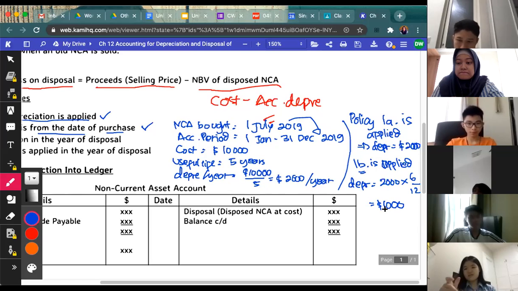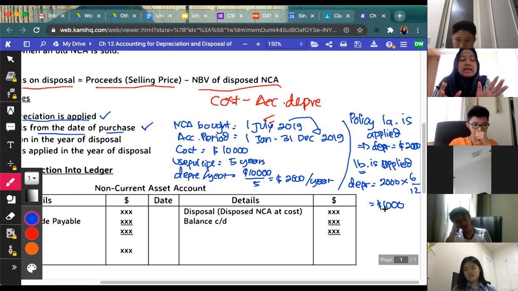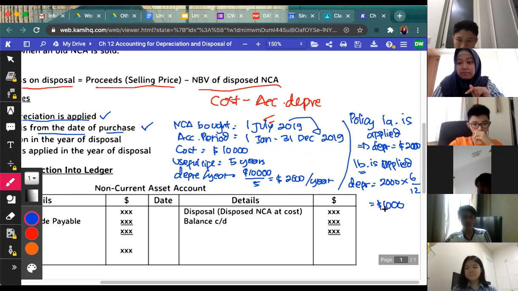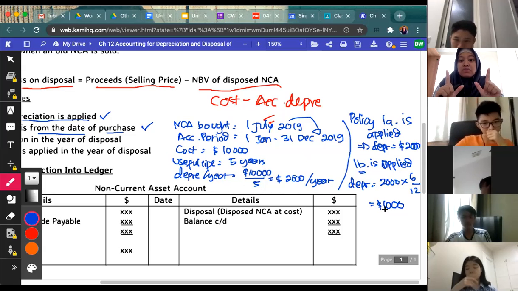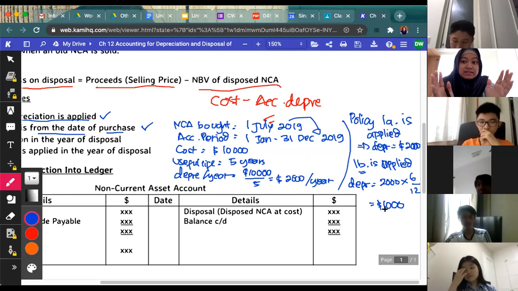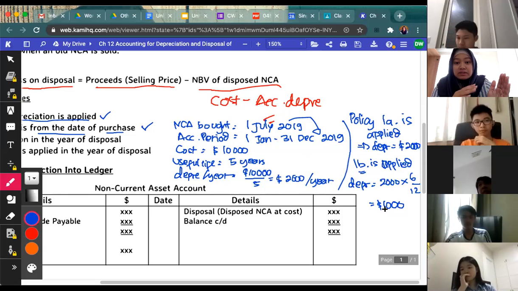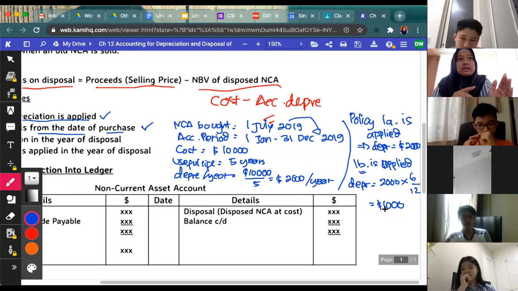Now, they don't always buy perfectly in the middle of the year. What if they buy in a different month? If it is not July, then you adjust. If it is, let's say, June, if NCA bought in 1 June 2019, that means 2,000 times 7 over 12, because June to December is 7 months. Meanwhile, 2,000 is for 12 months. Clear, yeah? If you purchase it in March, it means 10 over 12. Do you get it?